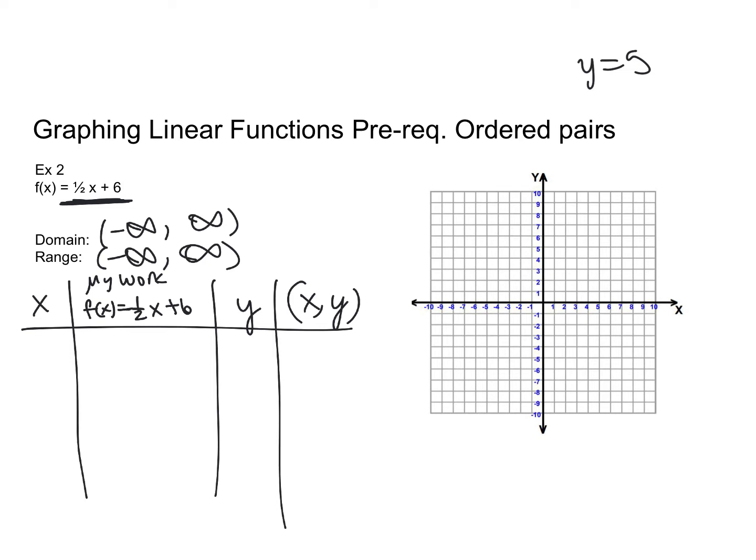Okay, so let's pick 0, of course, right? 0 is always a great choice. So f at 0, so I would do 1/2 times 0 plus 6, which is just 6. So my ordered pair would be 0, 6.